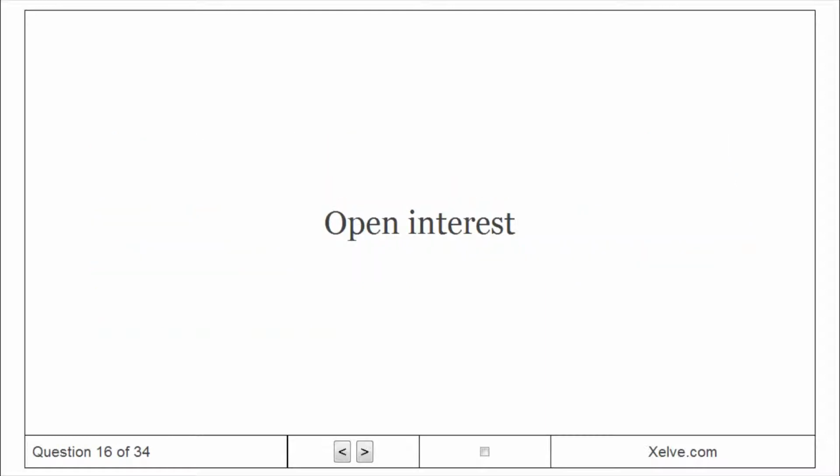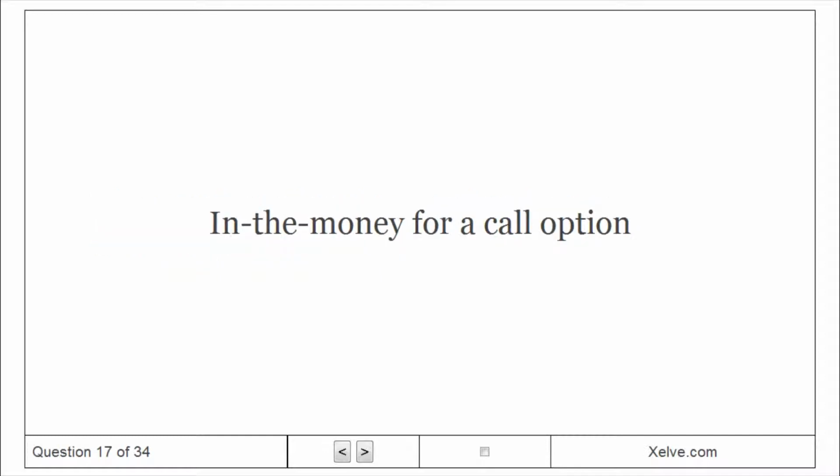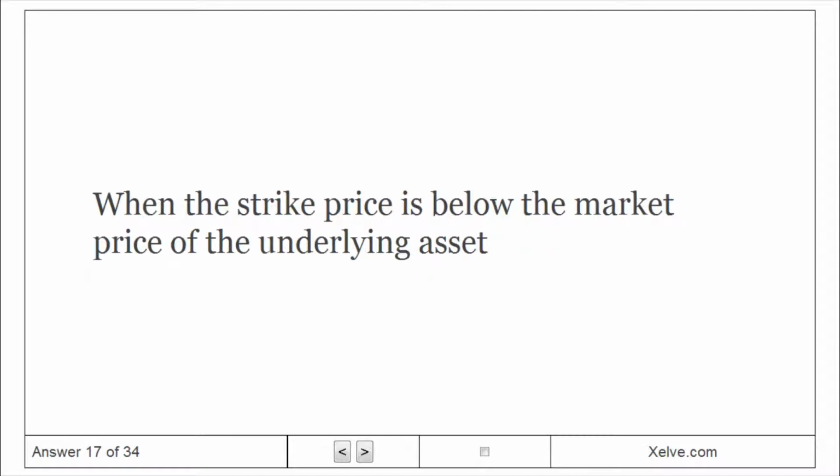Open interest. The number of contracts of each type currently outstanding. In the money for a call option. When the strike price is below the market price of the underlying asset.